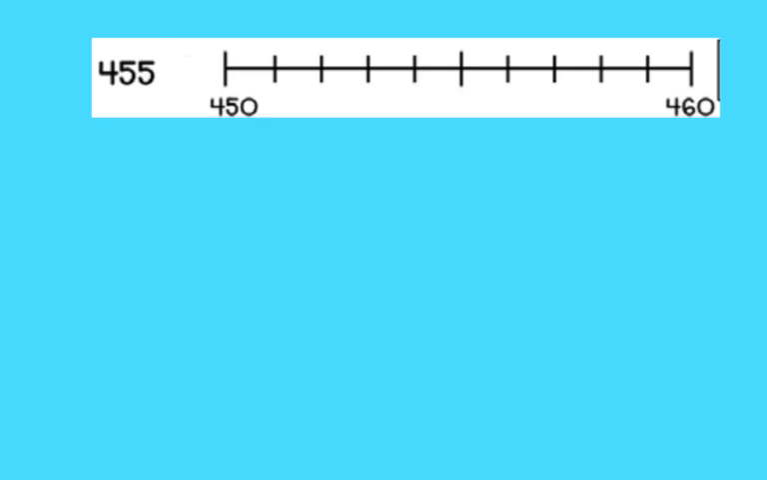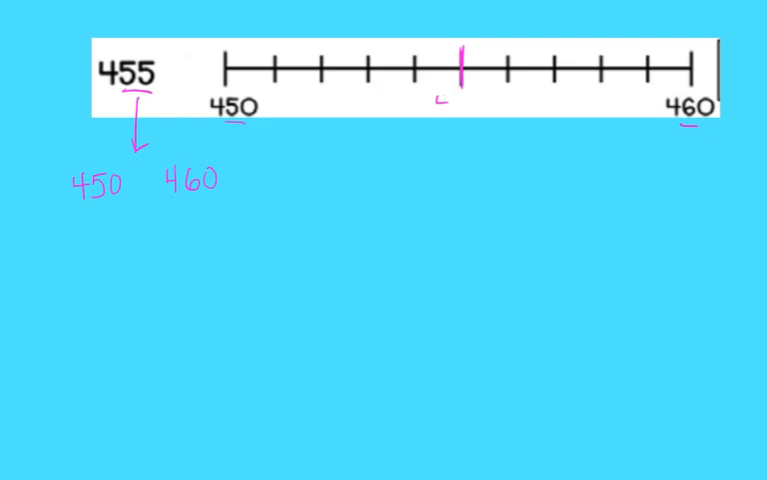For 455, I'm just looking at the 55 part. On the low end, we have 50, plus 10 more is 60. Then we add on the hundreds place. So we're choosing between 450 and 460. When we put that on the number line, 55 is halfway between 50 and 60.